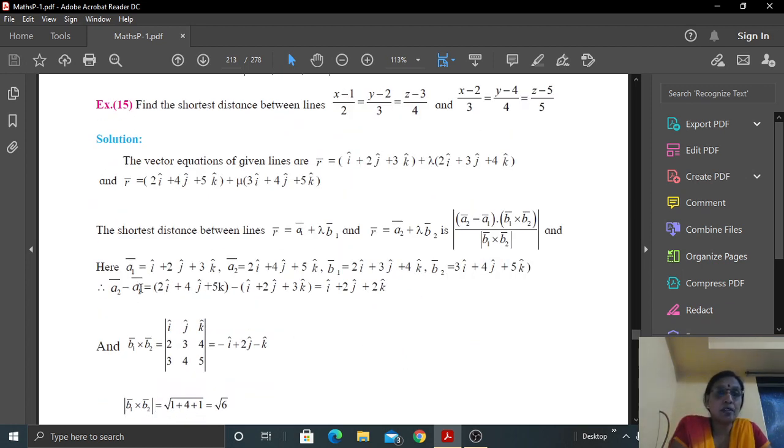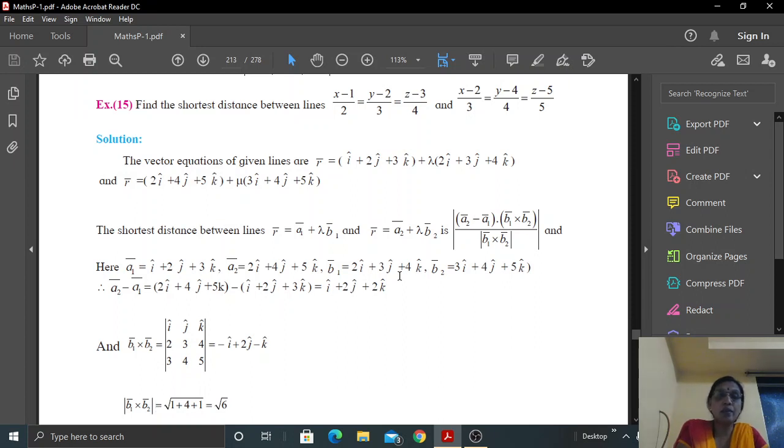See here, this is a1 bar, this is a2 bar, this is b1 bar, this is b2 bar. Already I have explained here. This is a1 bar, this is b1 bar, this is a2 bar, this is b2 bar. Now consider a2 bar minus a1 bar. Write here a2 bar, here a1 bar. After subtraction we get i cap plus 2 j cap plus 2 k cap.